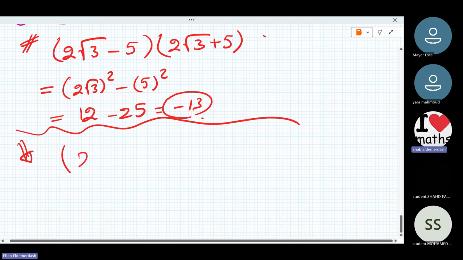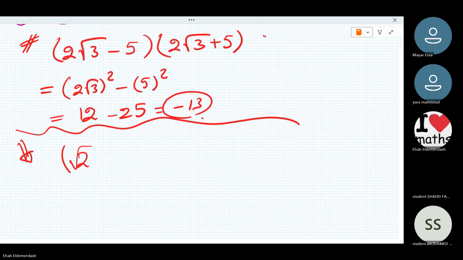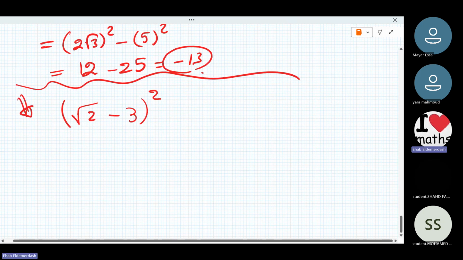It's if I have root 2 minus 3, for example, all to the power 2. If I have this bracket, who can do it? Try to do it on your own without using a calculator. You should show me the steps. Come on.